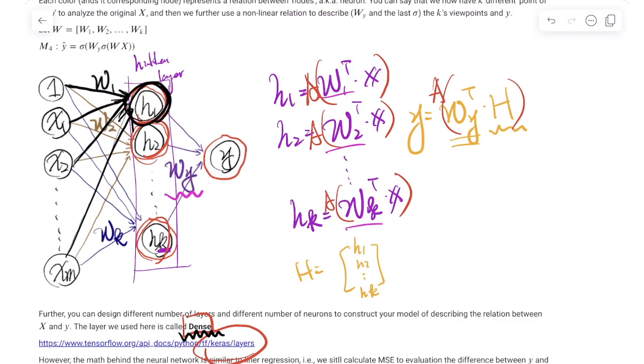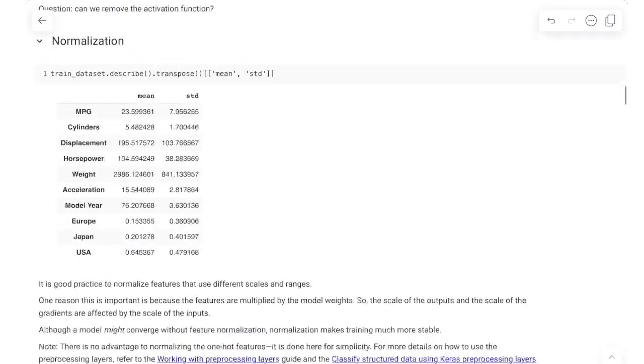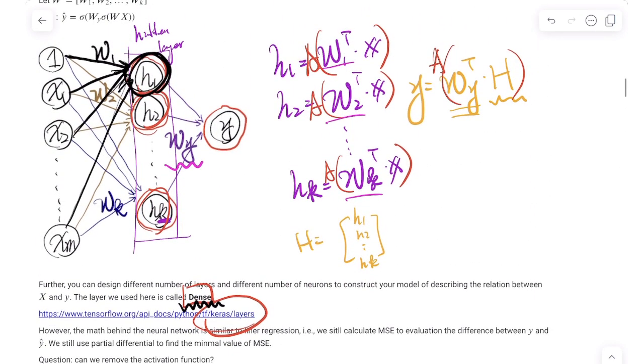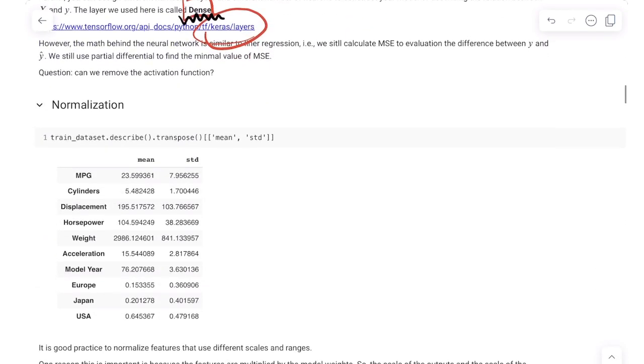And of course, there are some other layers. We will introduce different types of layers later. So again, I'd like to show you something that we talked about before, which is normalization. As you can see, the mean values of different features are quite different. The ranges of them are quite different, right? So we mentioned it before.